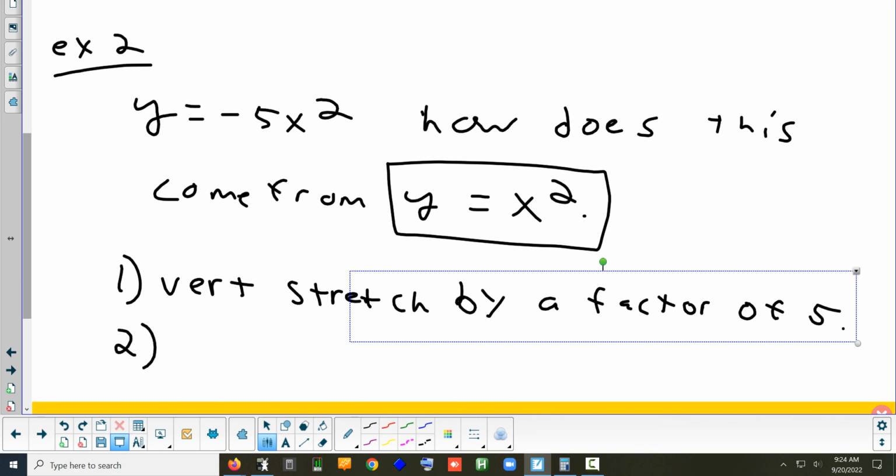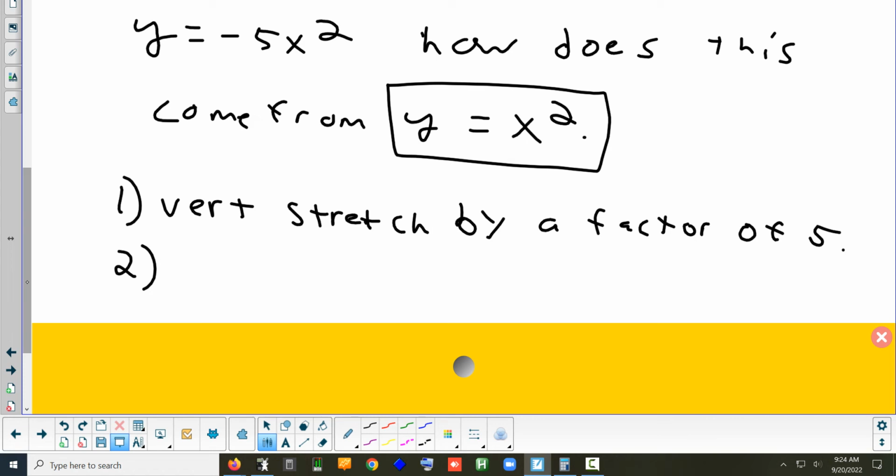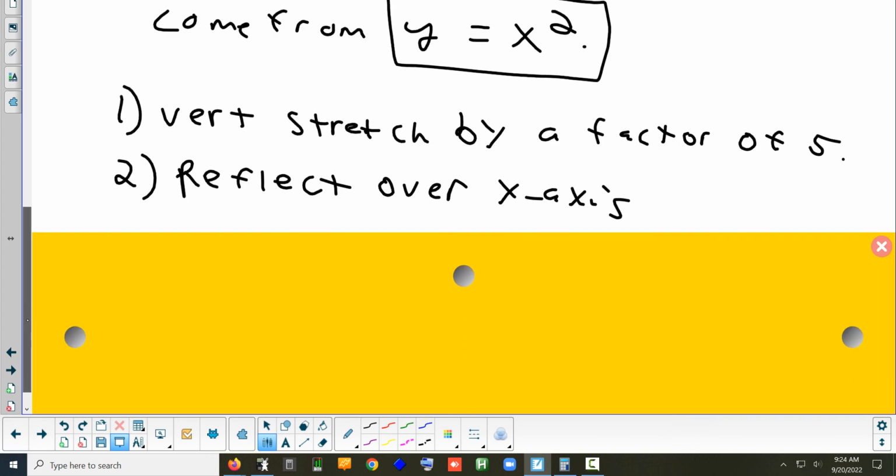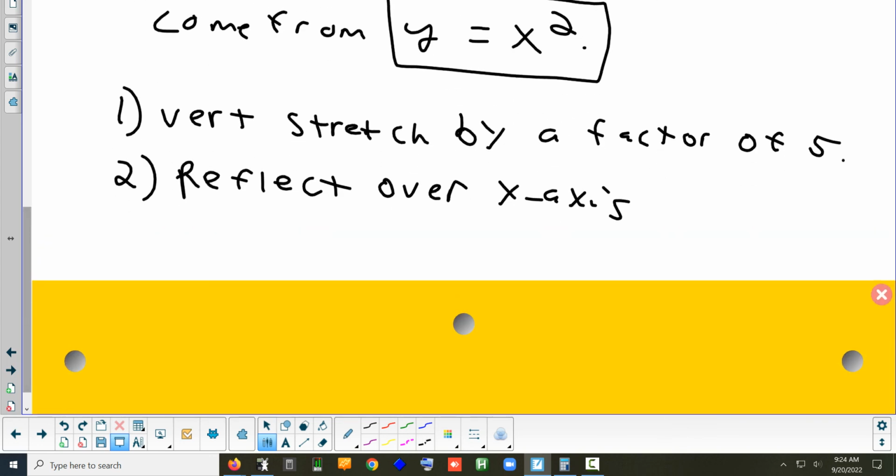Now, the negative. This is a negative that's in front of the whole thing. So what does a negative that's in front cause the graph to do? Yep. A reflection over the x-axis. Yep, and there's the two things. You told me it's a reflection. You told me which way. Reflect over the x-axis. Any question on that?